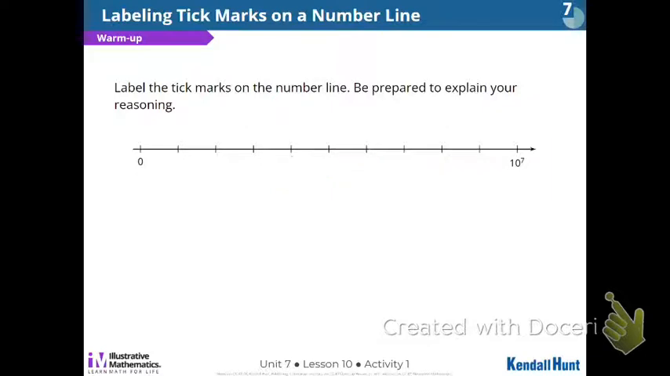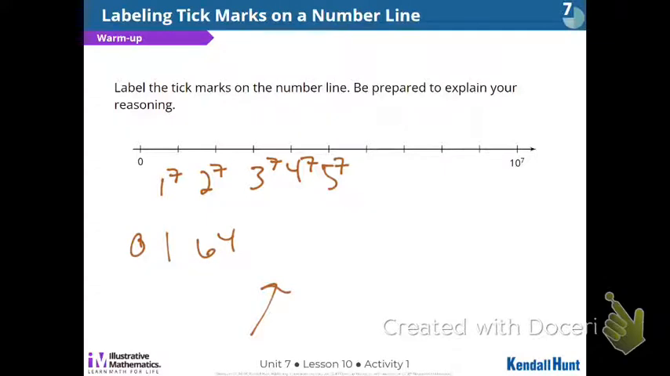Another one I saw out there was something like 1 to the 7th, 2 to the 7th. Anybody do something like that? Anybody do that one? I've seen that one today a couple times. The issue with this is this number line is going like 0, 1, 2, 4, 8, 16, 32, 64, bigger number. That's not individual tick marks.